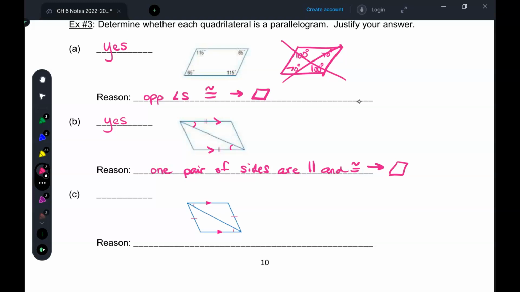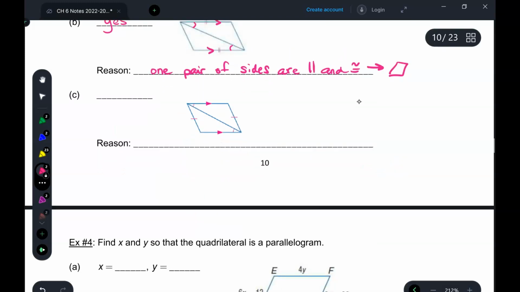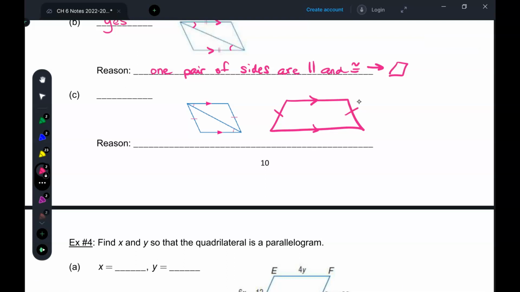I'm so confused. Okay, I can draw the same thing. What if I drew this? Remember what I just told you about an isosceles trapezoid? So if I have these parallel, but the other sides are congruent, does that necessarily make it a parallelogram? No. Remember when we did counterexamples? An isosceles trapezoid would be a counterexample showing it wouldn't be a parallelogram.